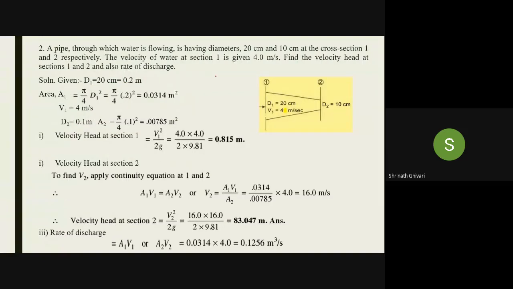This is a kind of different problem. So the question is like this. A pipe through which water is flowing is having a diameter of 20 centimeter at this end, and 10 centimeter at this end, at cross section 1 and 2 respectively. This is cross section 1. This is section 2. At this cross section the diameter is 20 centimeter. At this cross section it is 10 centimeter. Okay.